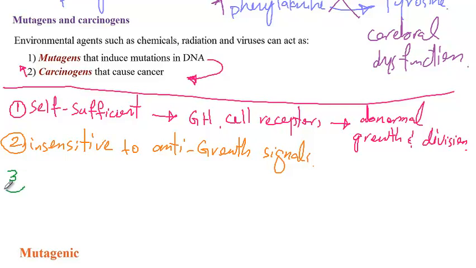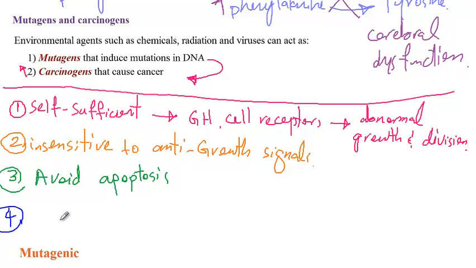They can avoid apoptosis, which, as we discussed in a separate video, is programmed cell death that is induced by the body. Once the body sees that a cell is abnormal, it will give it a signal to say, okay, it's time for you to die. But cancer cells can avoid apoptosis.